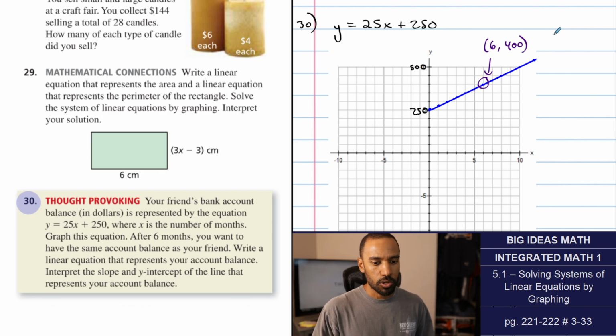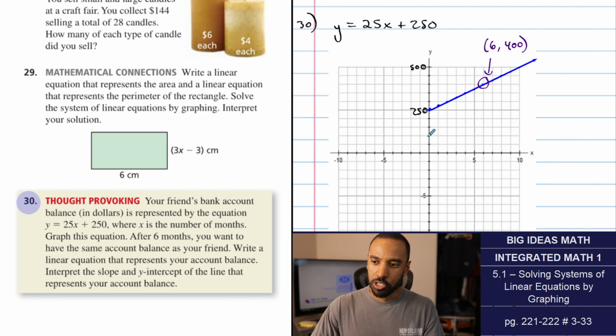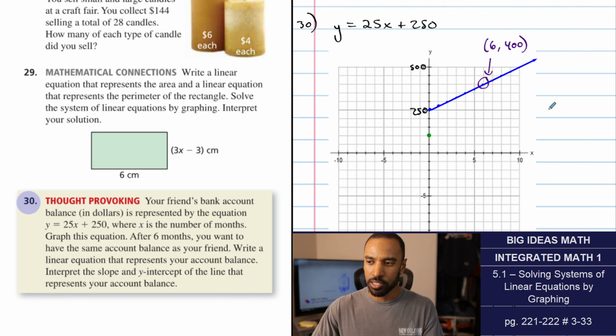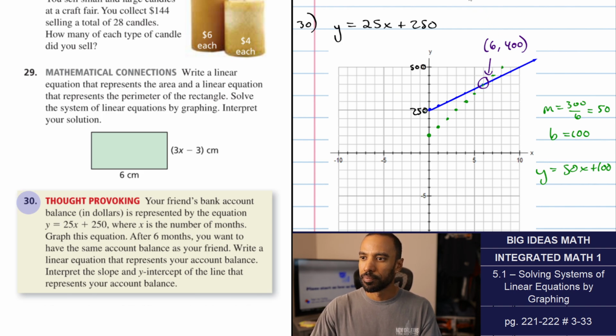It says, write a linear equation that represents my account balance after 6 months. I can start with a lesser amount. I can start with, say, 100. If I start at 100 right here, dollars, 6 months later, I need to have 400, which is $300 more. So if I go up 300 over 6, my slope can be 300 over 6, which is 50. And my y-intercept is 100. So I can have an equation that's y equals 50x plus 100. That can be me. So up $50 per month like this. Boom, boom, boom, boom, boom, boom. That works for me. I'm going to go ahead and use that one.